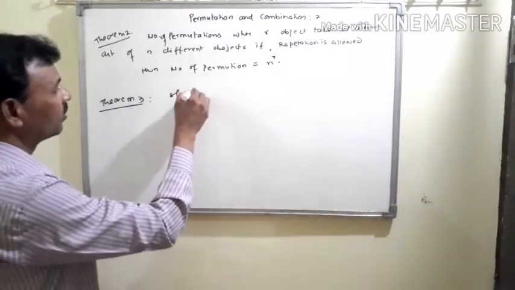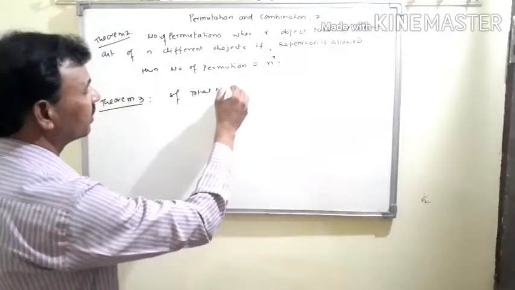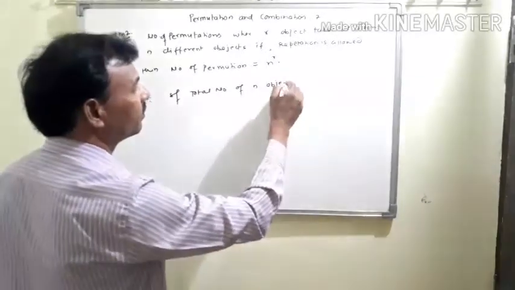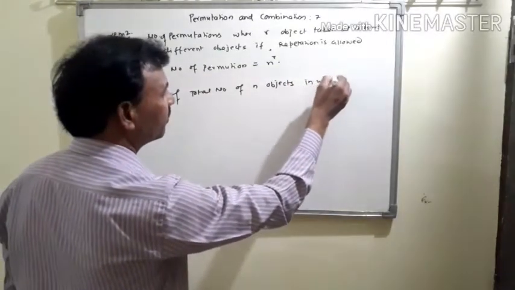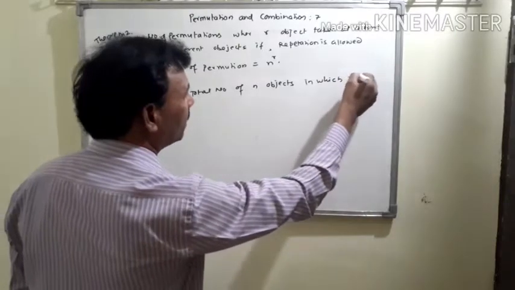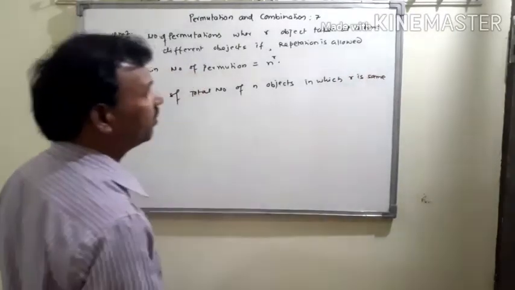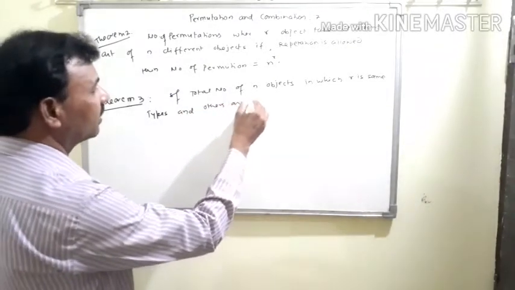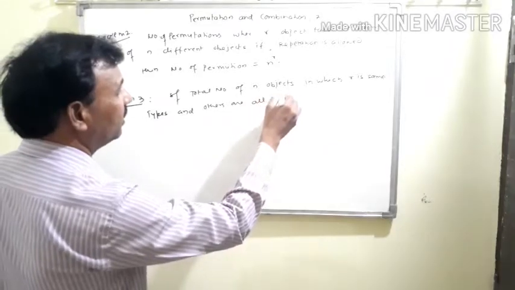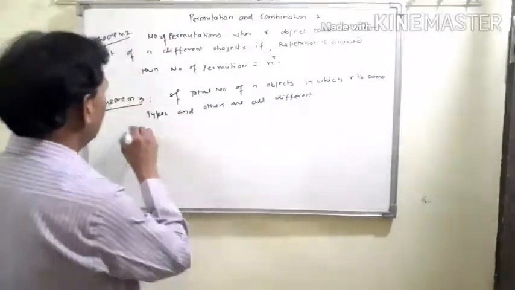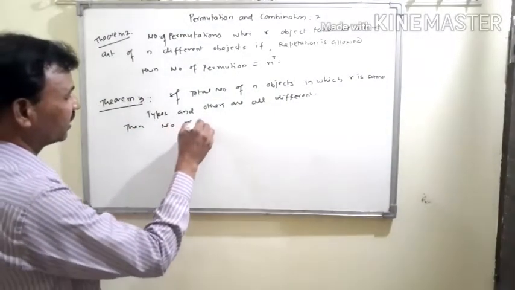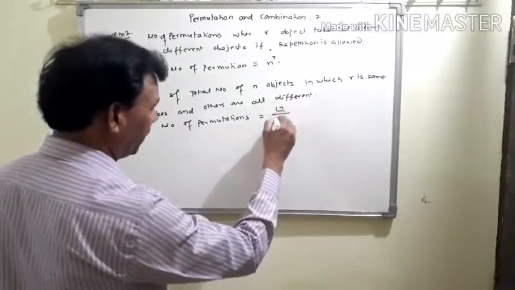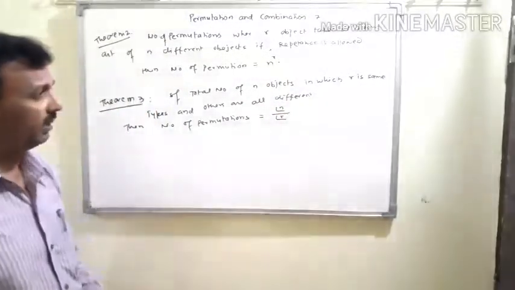If, out of the total n objects, r are of the same type and the others are all different, then the number of permutations will be equal to factorial n upon factorial r. This is a very important formula.